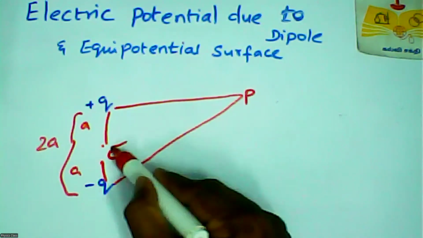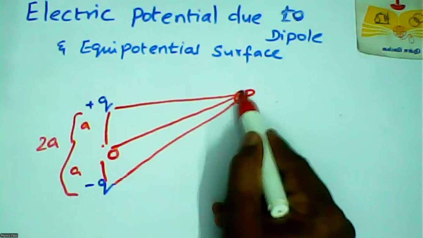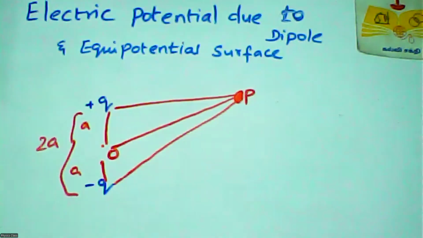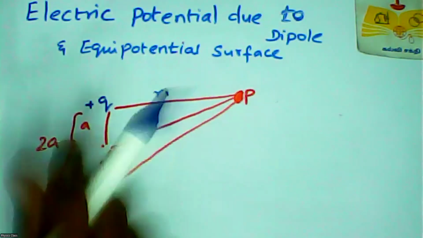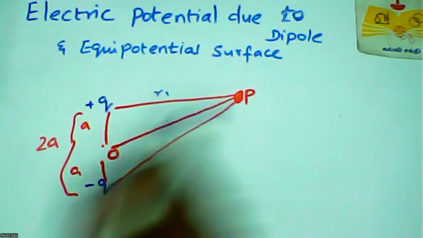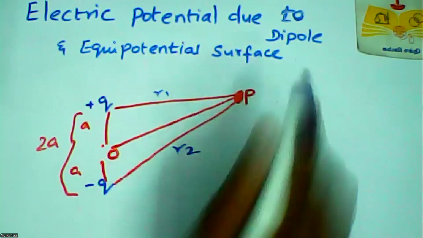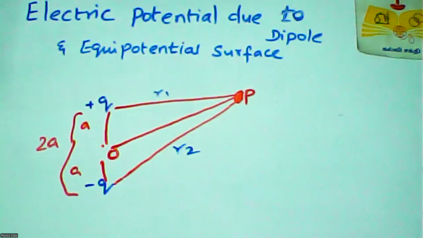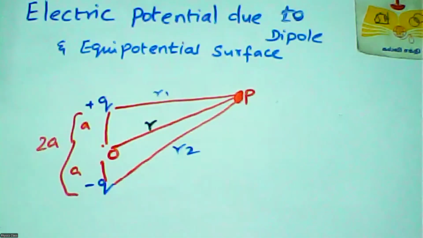We have to draw one line from the center of the dipole to that point. At this point, we have to find the electric potential. So R1 is the distance from plus Q to P. R2 is the distance from minus Q to P. Then finally, R is the distance from the center of the dipole to the point P. Clear?